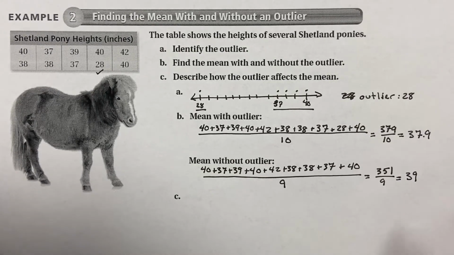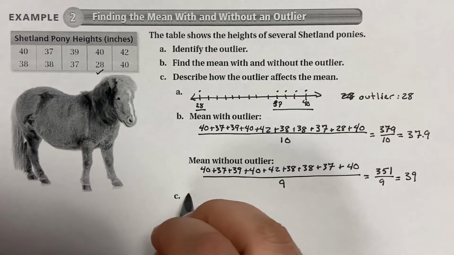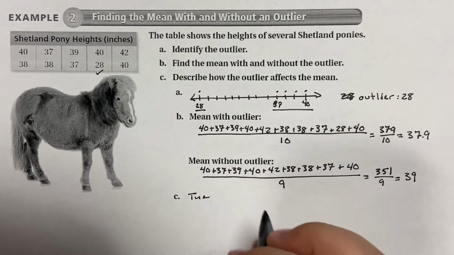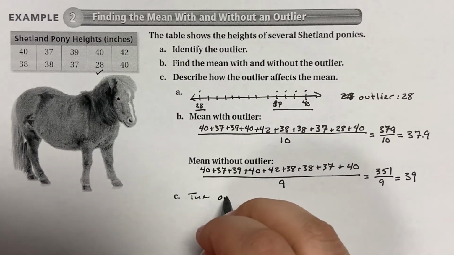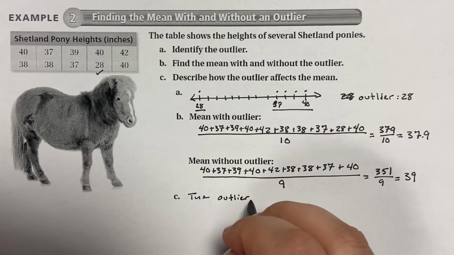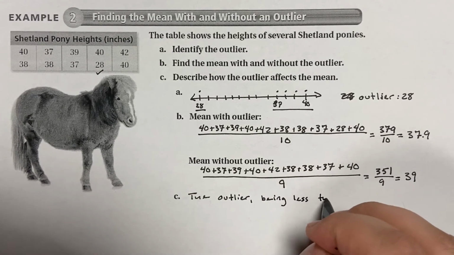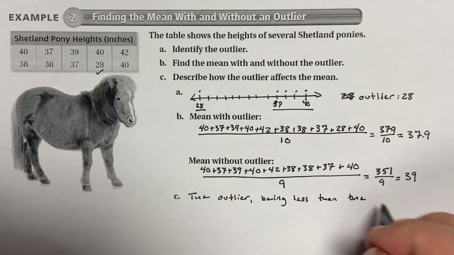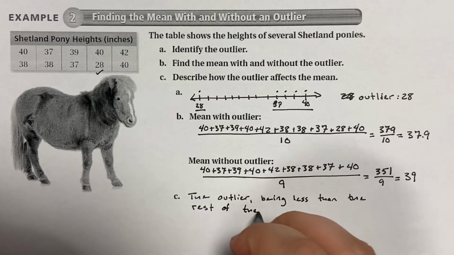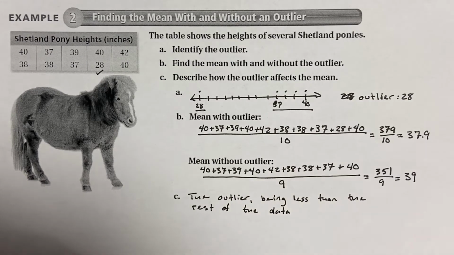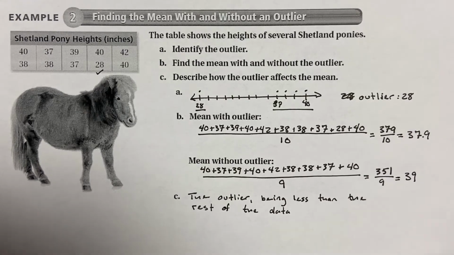So describe how the outlier affects the mean. The outlier being less than the rest of the data. Negatively skewed. Yes, that is an actual phrase.